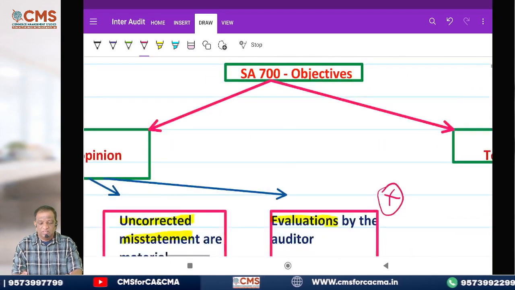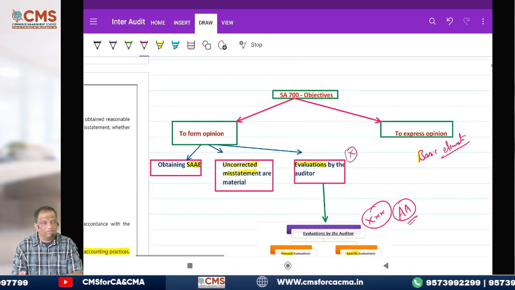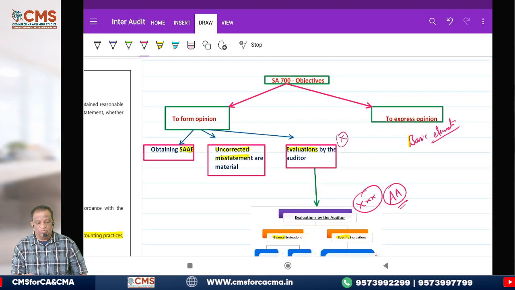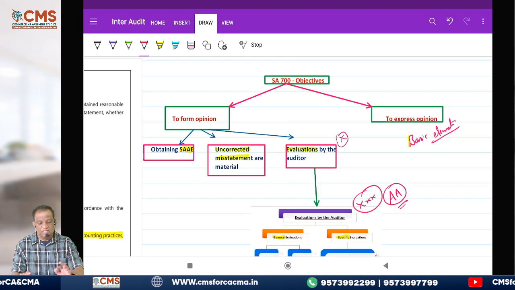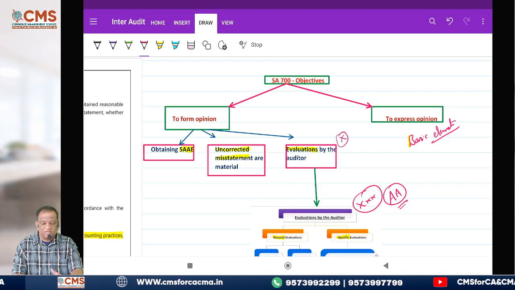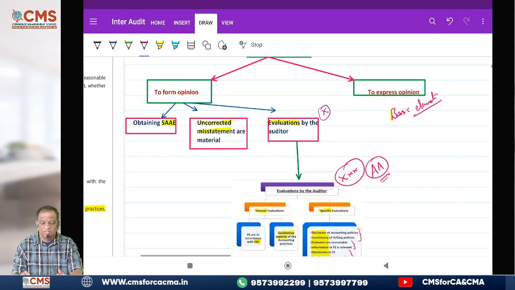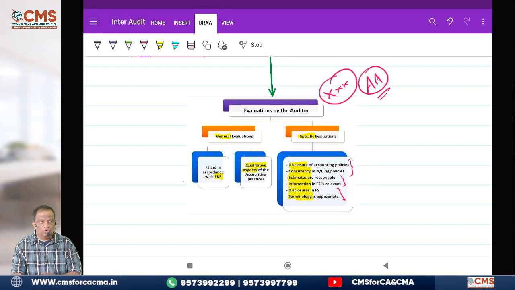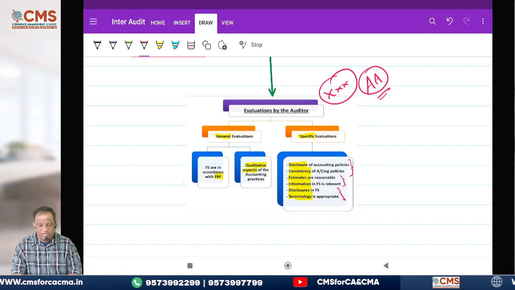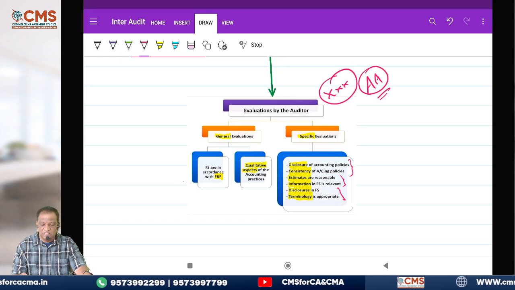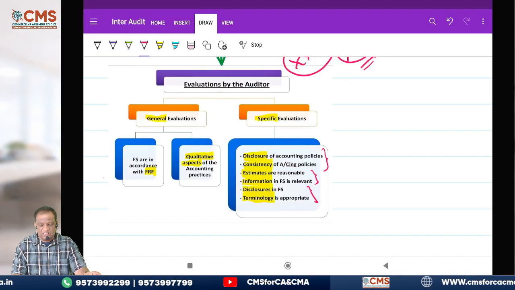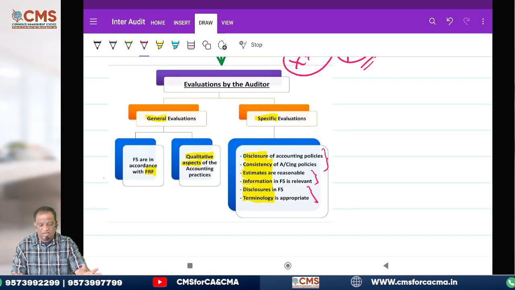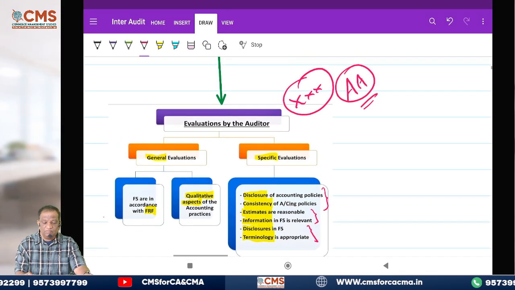So to cut it short, it flows from the objectives of SA 700. The objectives of the auditor under SA 700 are two: to form an opinion and to express an opinion. To form an opinion, the auditor must ensure three things: obtain SAAE, uncorrected misstatements are not material, and then evaluations by the auditor. In the evaluations, we have two types: general evaluation and specific evaluation. In the general evaluation, two points: the financials are in accordance with the FRF, and qualitative aspects of the accounting policies. And specific evaluations: disclosure and consistency of accounting policies, estimates are reasonable, information is relevant, and then disclosures and terminology. So these are the points.